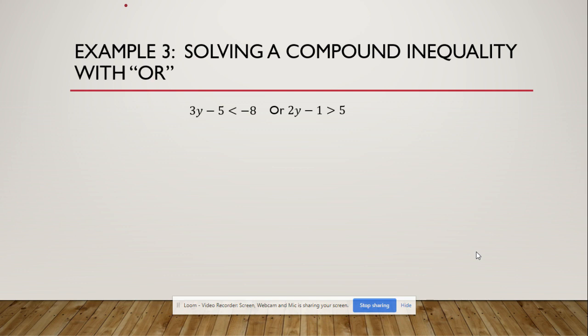All right, now let's solve using OR. When you're solving using OR, just treat them both as separate inequalities. We're going to solve the one on the left first, then we'll solve the one on the right. So we've got minus 5. I'll add 5 to each side of that to eliminate that minus 5. Now we've got 3y is less than negative 3, divided by 3 on both sides. So y is less than negative 1.